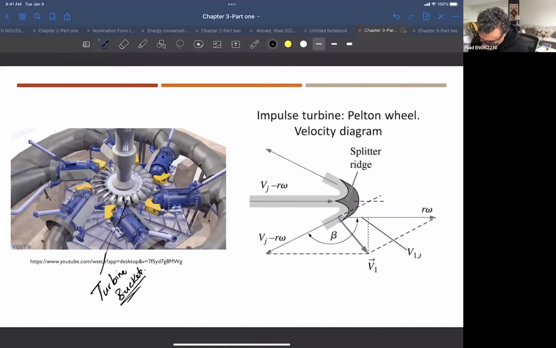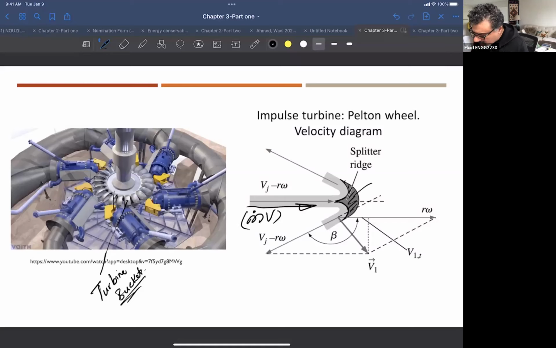We call them buckets here because this type of turbine is a very specific turbine. We call it a belt-on wheel turbine, not a blade kind of thing, right? But if you take a cross section of this turbine, you will see this is a cross section of this bucket. It has a certain design for when you have a fluid that is coming in.